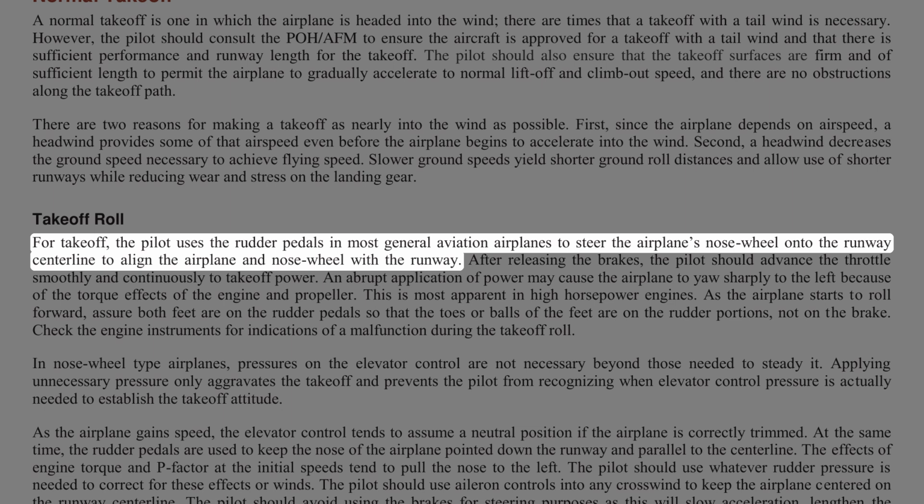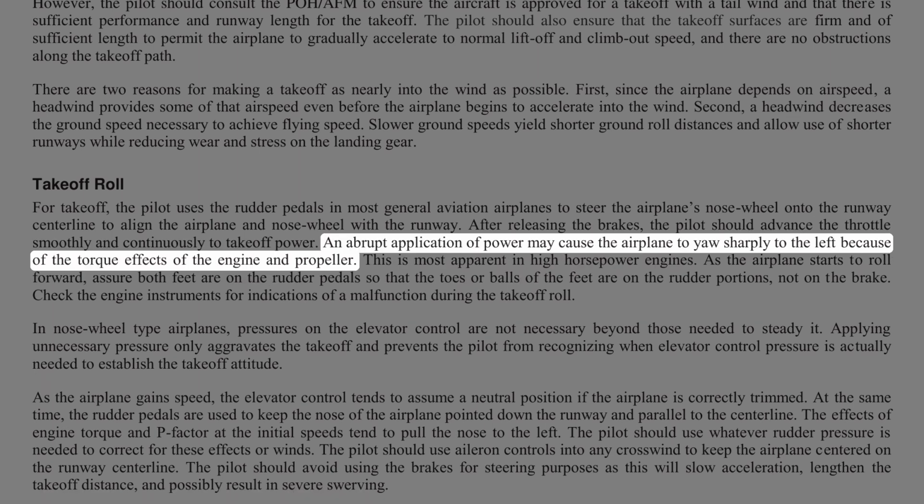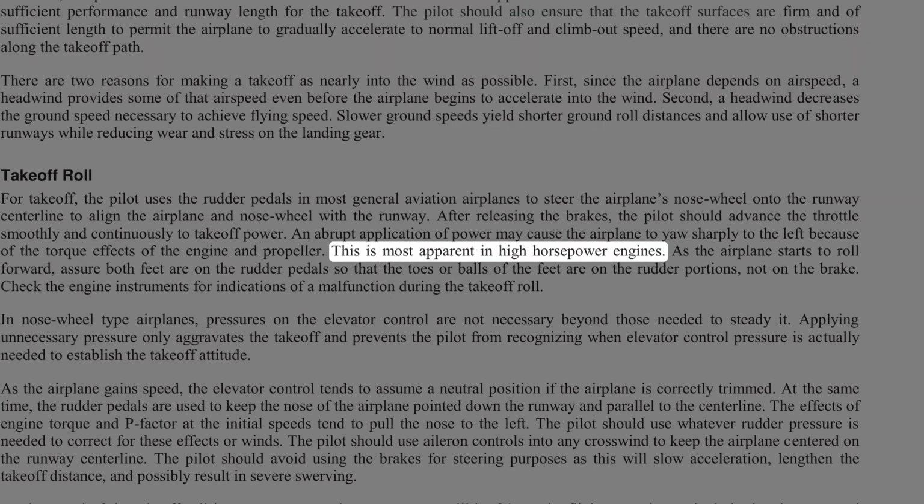Takeoff roll. For takeoff, the pilot uses the rudder pedals in most general aviation airplanes to steer the airplane's nose wheel onto the runway centerline to align the airplane and nose wheel with the runway. After releasing the brakes, the pilot should advance the throttle smoothly and continuously to take off power. An abrupt application of power may cause the airplane to yaw sharply to the left because of the torque effects of the engine and propeller. This is most apparent in high horsepower engines.